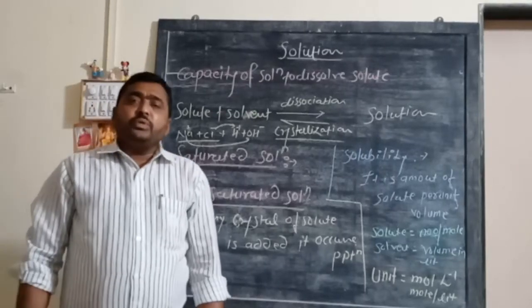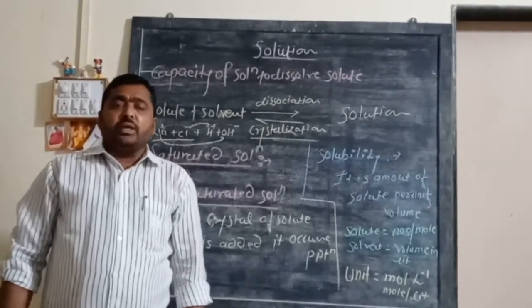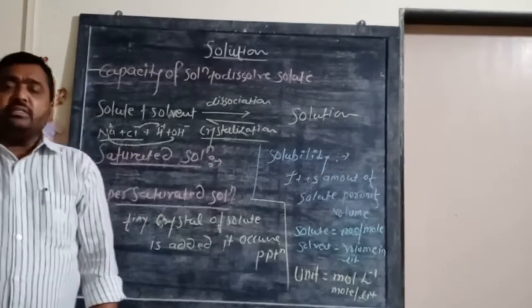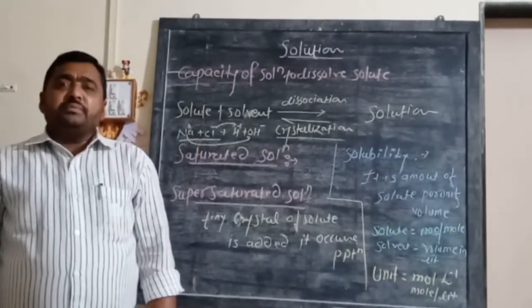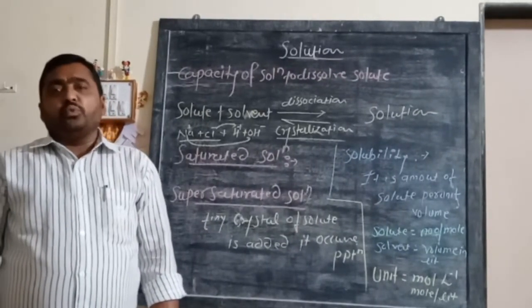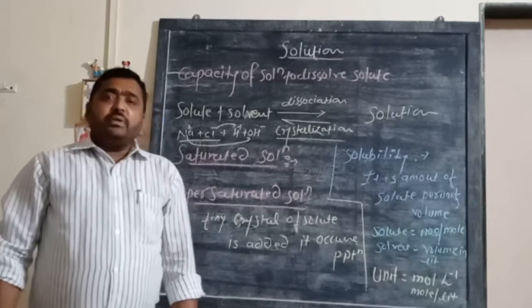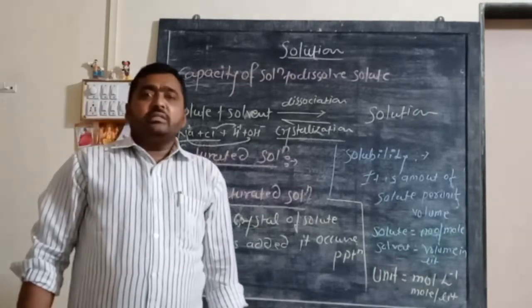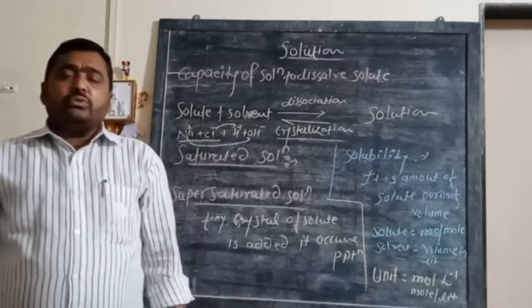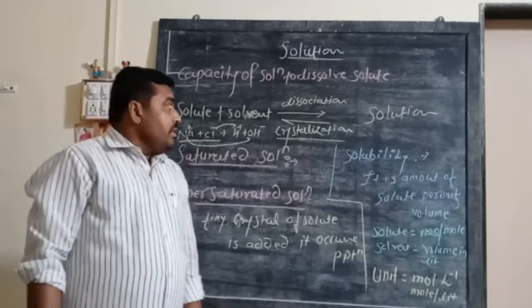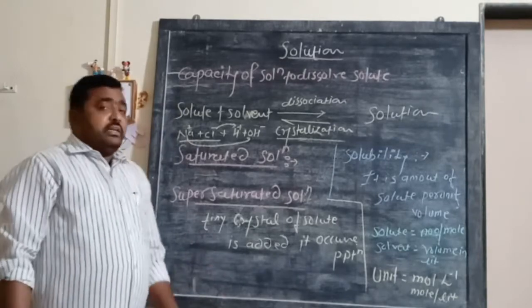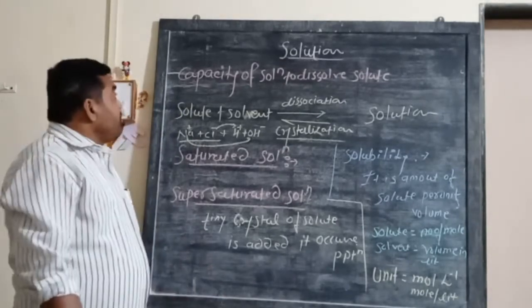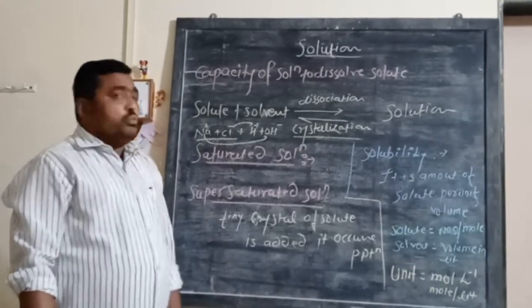In the last lecture we discussed the types of solutions, where solute and solvent phases dissolve into each other. You can obtain different types of solutions. Examples are mist, moist air, and carbon dioxide dissolved in water. The next point is the capacity of a solution to dissolve the solute.